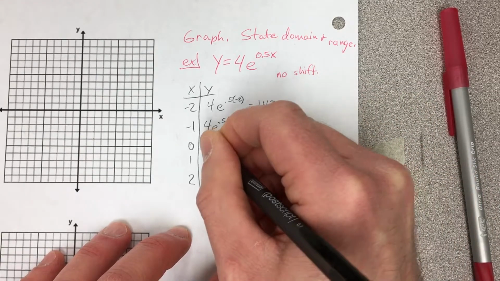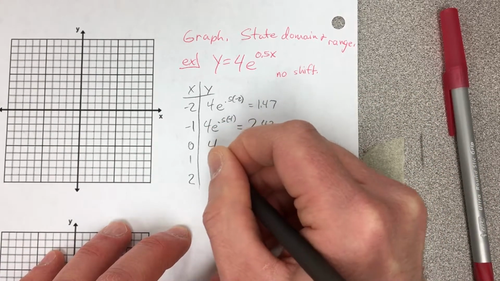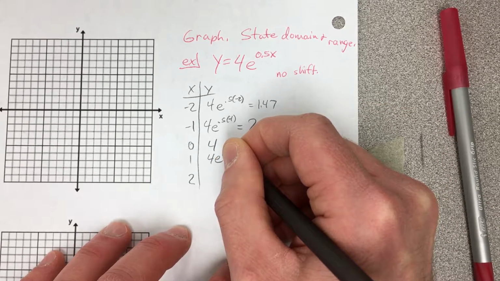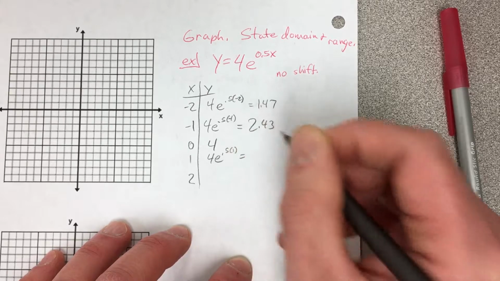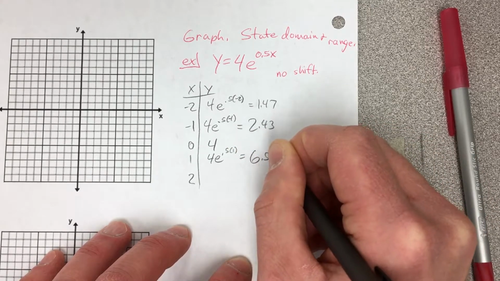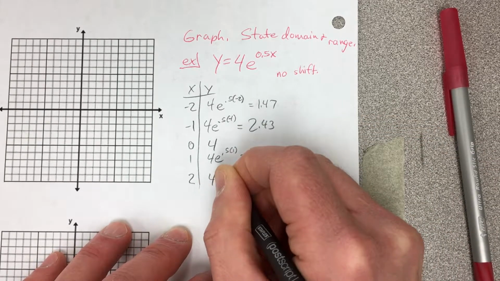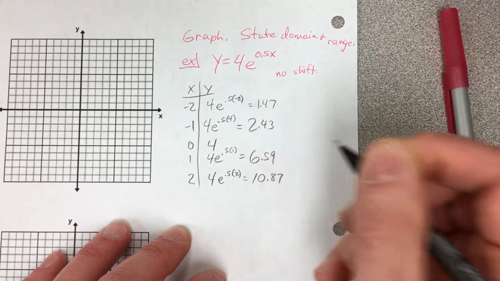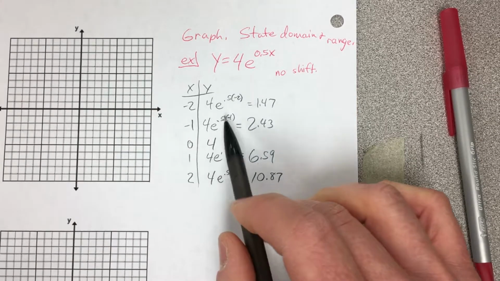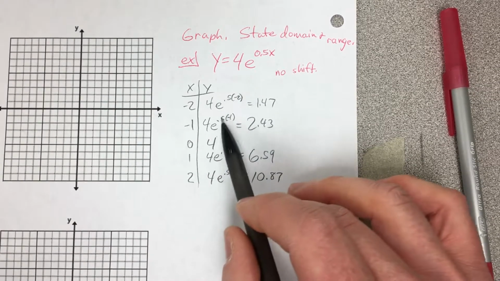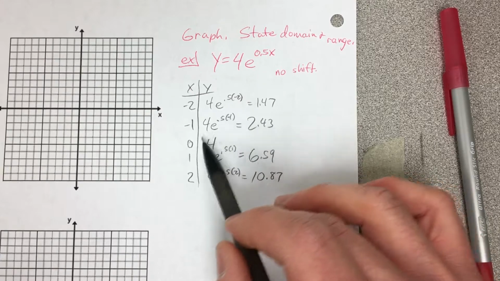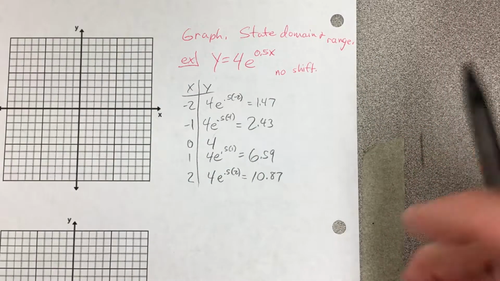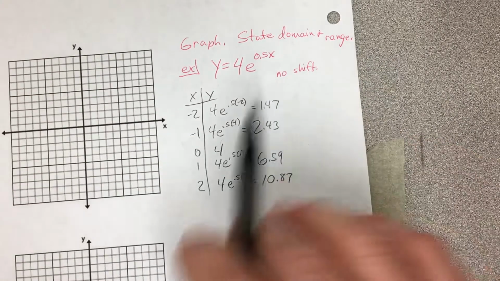2.43, 4, 6.59, 10.87. Sorry, I did that one quickly because the 0 makes it e to the 0 power, which is 1, and then 1 times 4 is 4. But anyway, yeah. Graph each one of those.